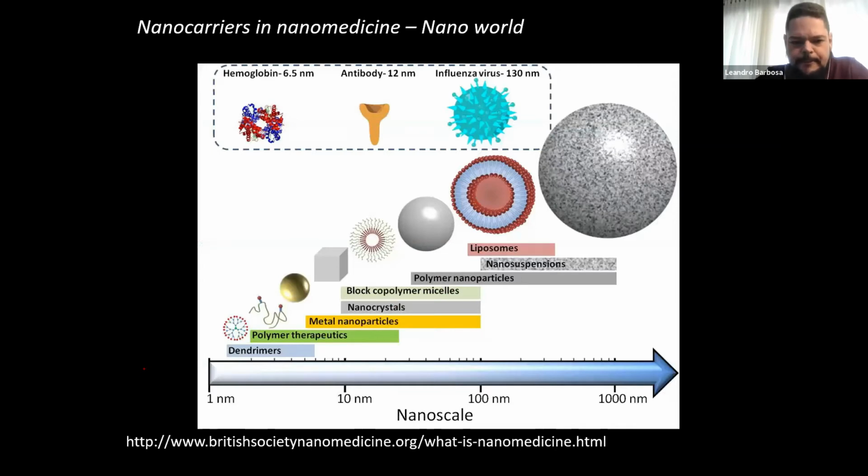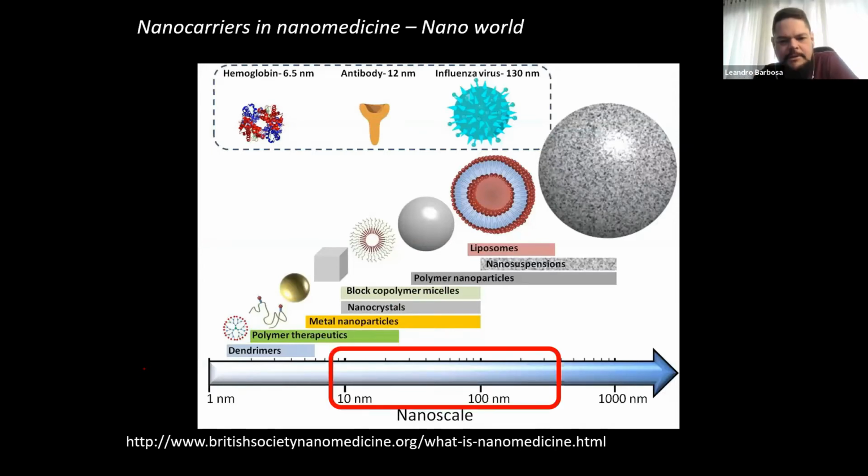So for example, today we are talking about structures that are more or less in the range of sizes from 10 to a couple of hundred nanometers. In this case, we are talking about, for example, liposomes, which are very well-known self-assembled structures that we use, for example, for drug delivery purposes. But we can also have polymeric nanoparticles, micelles, and so on, that also have some industrial use.